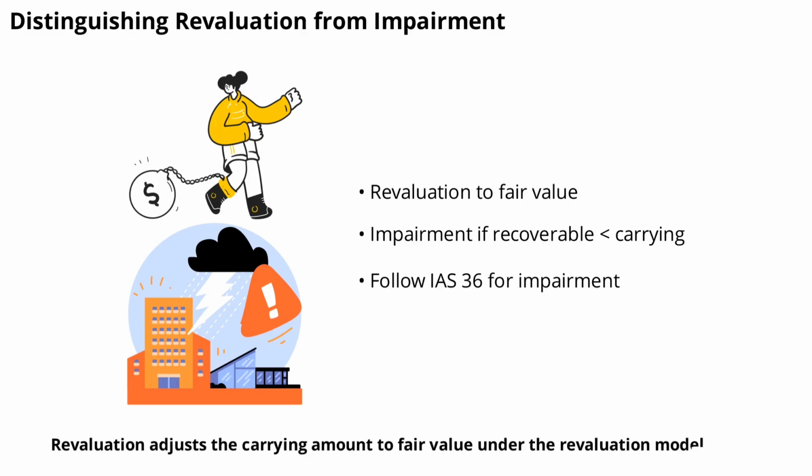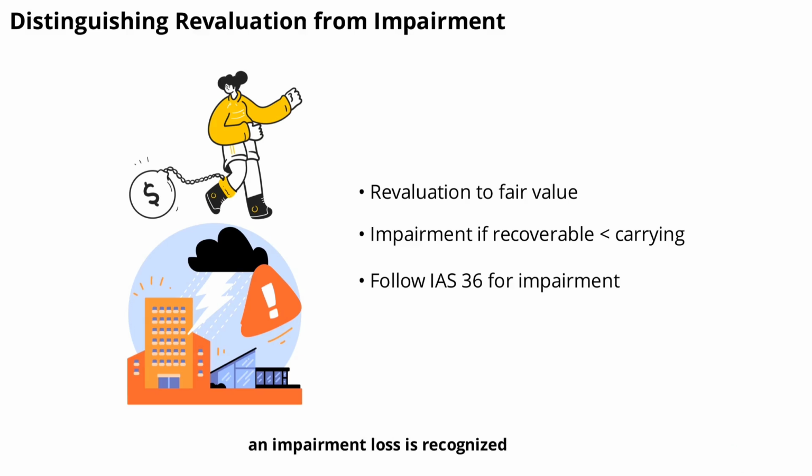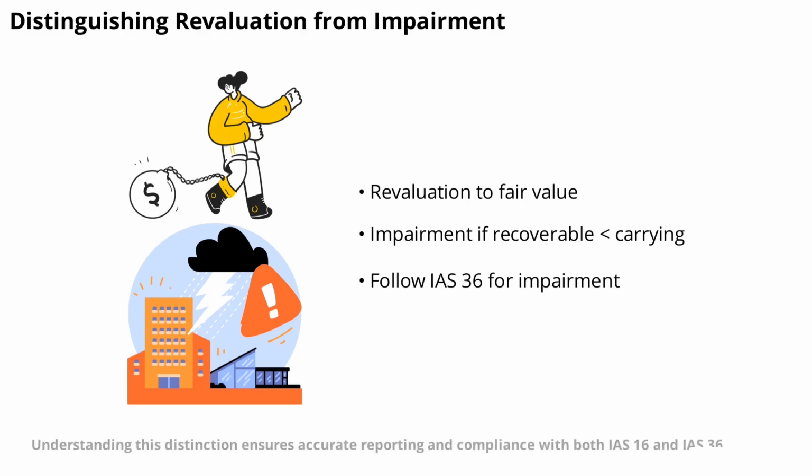Revaluation adjusts the carrying amount to fair value under the revaluation model. If, after revaluation, the asset's recoverable amount is less than its carrying amount, an impairment loss is recognized. For example, if land's fair value is R960000, but its value in use is R980000, no impairment is needed. However, if disposal costs reduce recoverable amount below carrying value, an impairment loss is recognized. Understanding this distinction ensures accurate reporting and compliance with both IAS16 and IAS36.